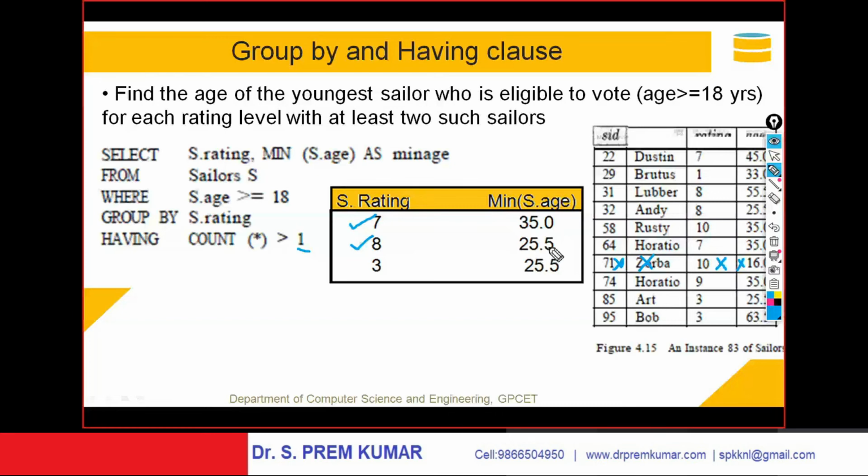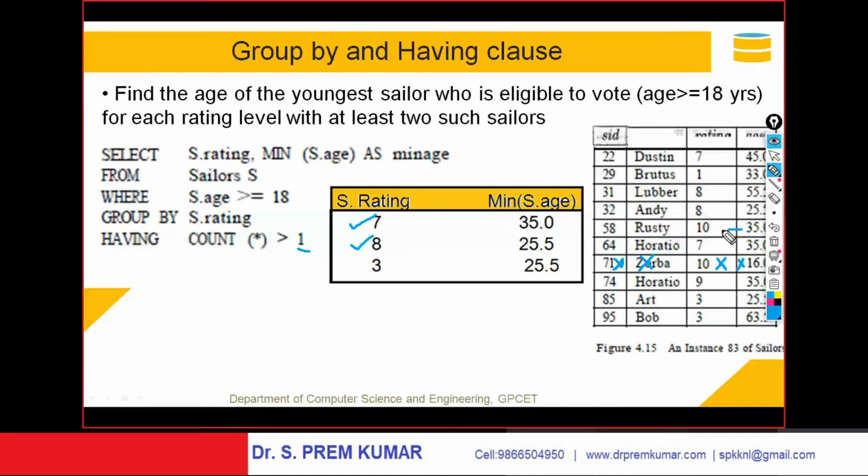And next you take 10. For 10, there is only one person. The second person is eliminated. Why is he eliminated? His age is not greater than 18. This Rusty with rating 10 is only one person. Is the count greater than 1? No, it is 1. 1 greater than 1 is false. And hence 10 is not considered.